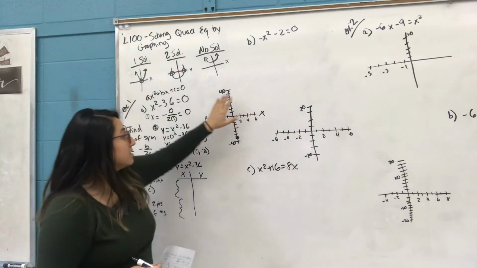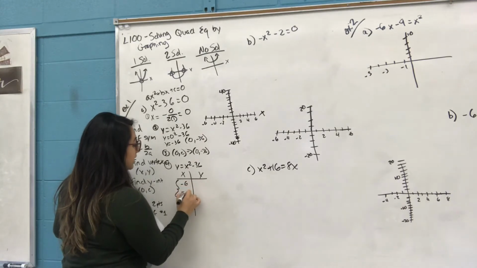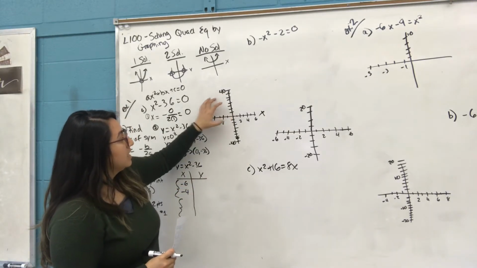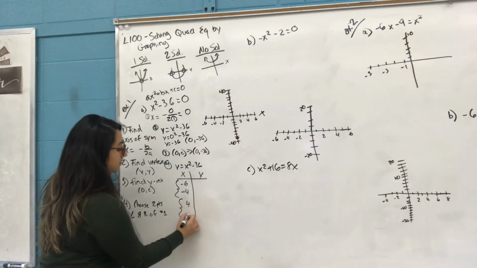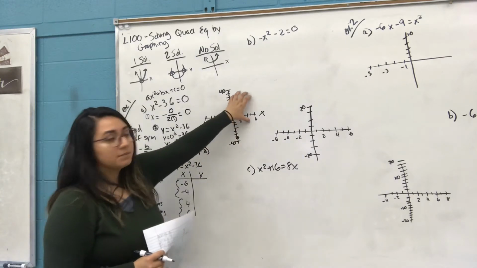from the right side. The numbers I chose for the left side are negative 6 and negative 4. So I chose negative 6 and negative 4 from the left side. From the right side, I chose 4 and 6. It doesn't matter which numbers you choose. You can just choose any numbers from the left side, any numbers from the right side.